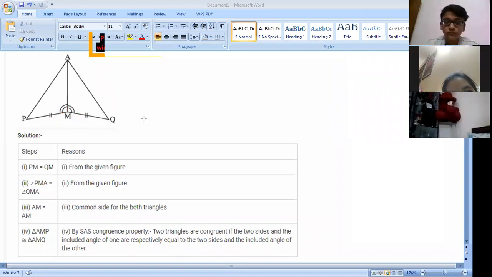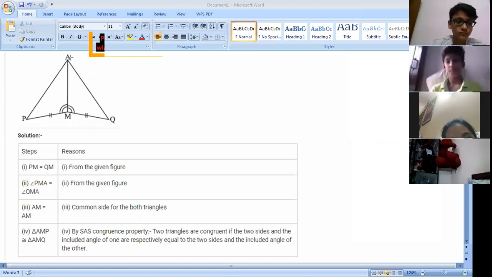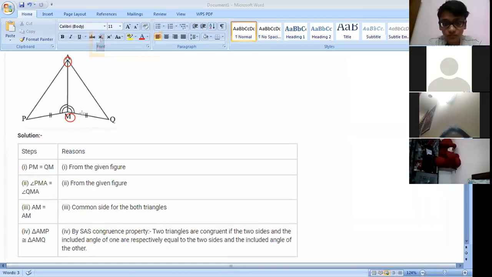Okay. And next is AM is equal to AM. That means we are talking about this side, AM side. This AM side is common in both the triangles. So you can write common side. AM is a common side here.